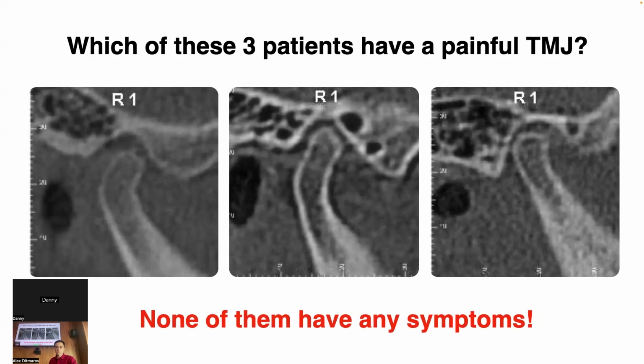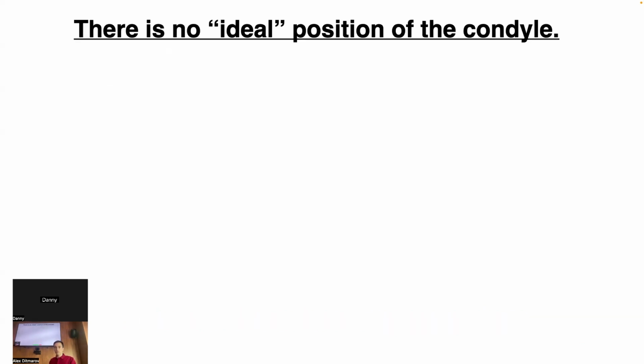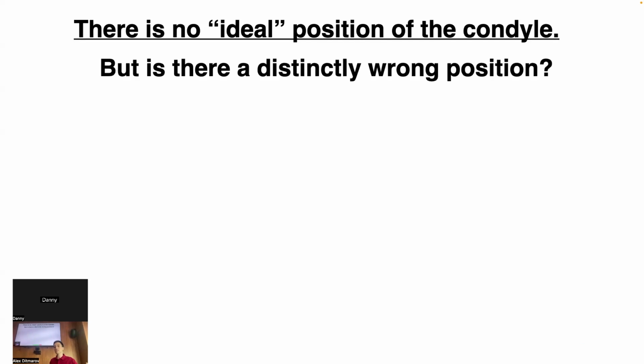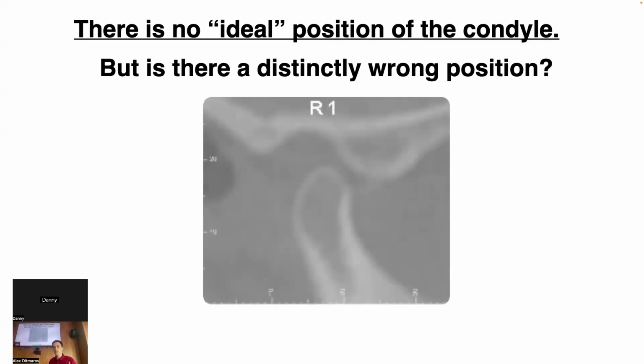And those are my patients. I've seen them, I treated them for at least 2 years, no symptoms over this period whatsoever. So there is no ideal position of the condyle. We know it from the studies, we know it from MRI, we know it from CBCT. But an important question to ask: is there something that you look at and it's completely wrong? You see something on X-ray and you understand that's wrong. Can there be such a position? Yes, there can be such a position.